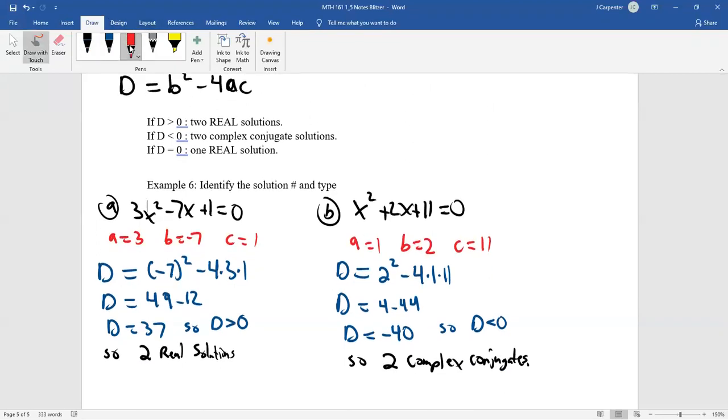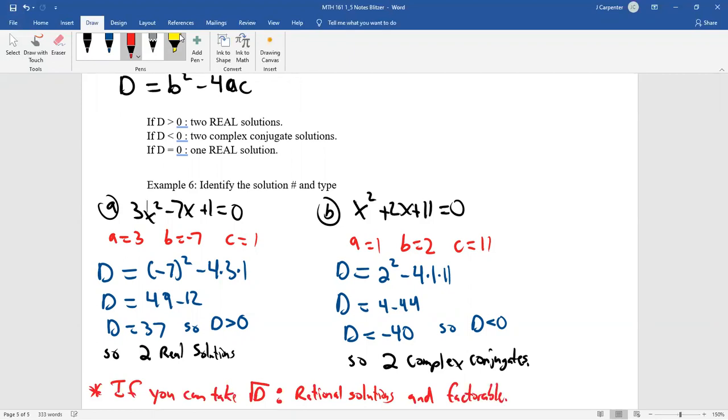Special memo. If you can take the square root of your discriminant, in other words, if your discriminant is a perfect square, so if the discriminant turns out to be 4 or 9 or 16 or 25 or 36 or 49, that means that its rational solutions, which also means they're factorable. Rational solutions means the original problem would have been factorable. You don't have to solve it with the formula or completing the square.